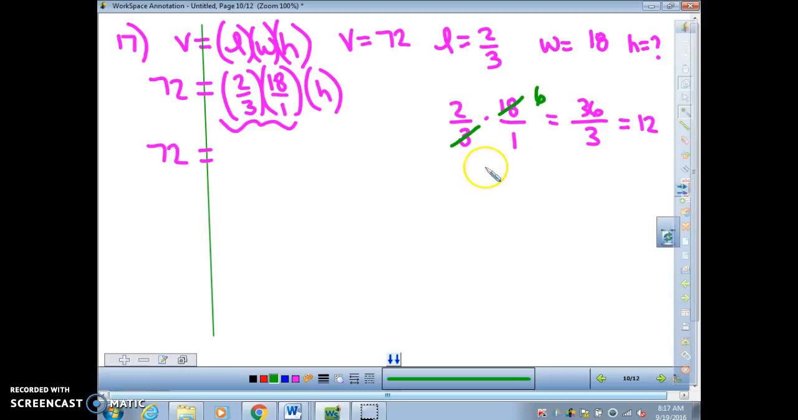1, right? Okay. But learning to cancel out like that again makes your arithmetic a little bit easier. So we get 12 times h, and then to figure out what h is, we're going to divide each side by 12. So h is 6. Okay.